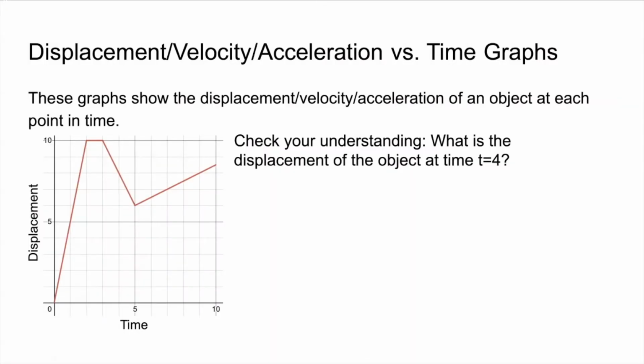The next topic that we're getting into is displacement, velocity, or acceleration versus time graphs. Displacement, velocity, or acceleration versus time graphs match each point in time with the displacement, velocity, or acceleration of an object. So here's an example of a displacement versus time graph. And to check your understanding, what is the displacement of the object at time t equals 4? The solution will come in 3, 2, 1. So the answer is 8 because according to the graph, when x equals 4, y is equal to 8.